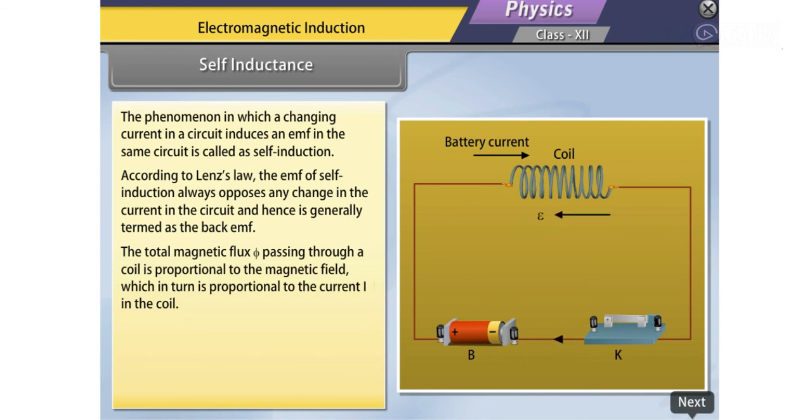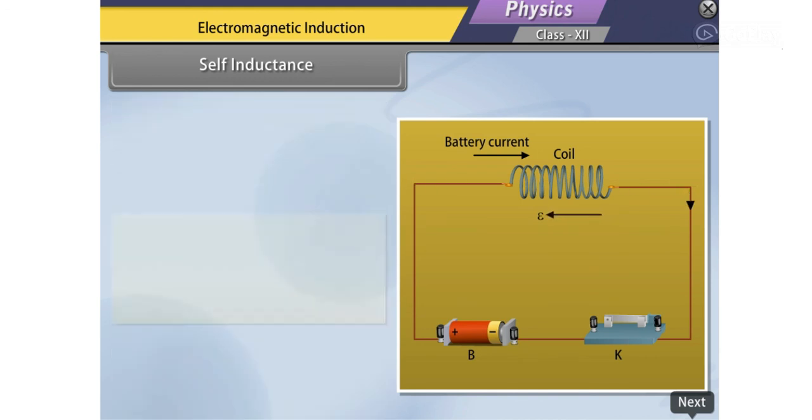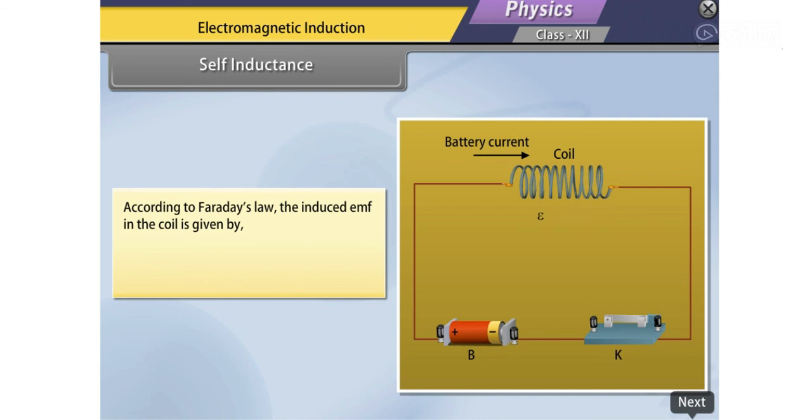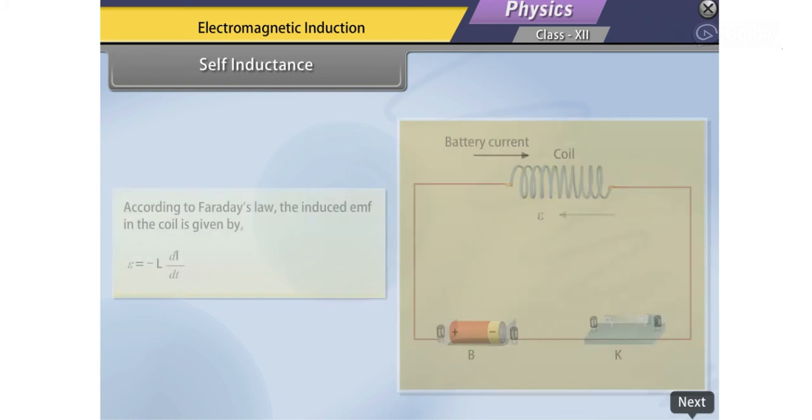The total magnetic flux passing through a coil is proportional to the magnetic field, which in turn is proportional to the current I in the coil. Phi equals the product of L and I. Here the proportionality constant L is called the self-inductance. According to Faraday's law, the induced EMF in the coil is given by minus L dI by dt.